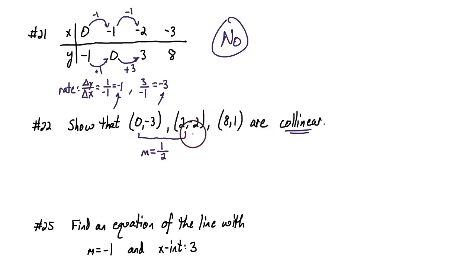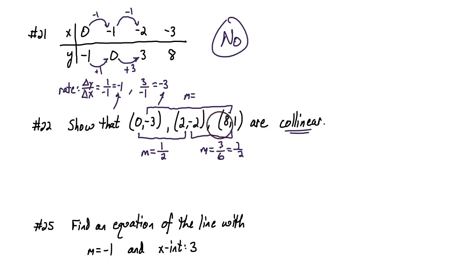Now let's look at this ordered pair and the third ordered pair and figure out m. From -2 to +1 is an increase of 3. From 2 to 8 is an increase of 6, and this reduces to a half. This is looking good so far. We know that those line up. We have one more pair of ordered pairs that we need to check. We haven't yet checked the first ordered pair with the third ordered pair. So let's find that rate of change.